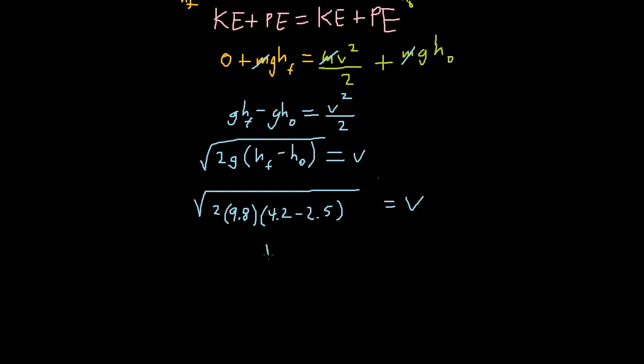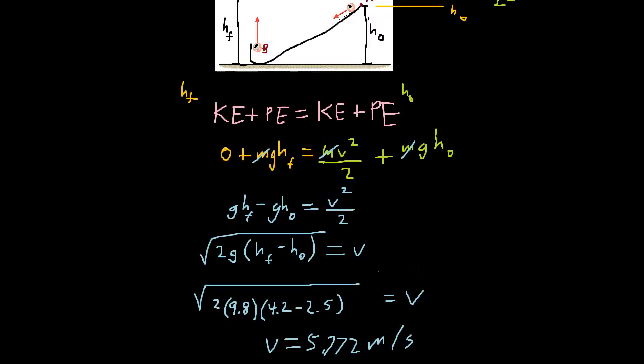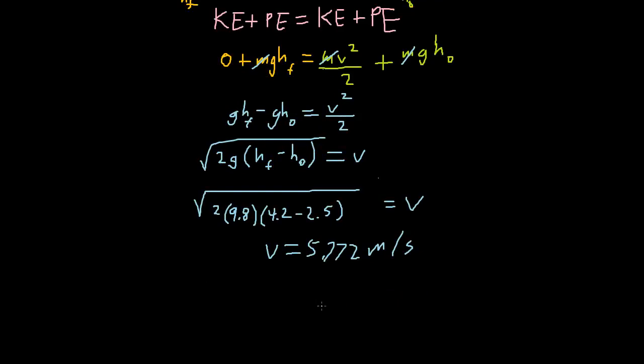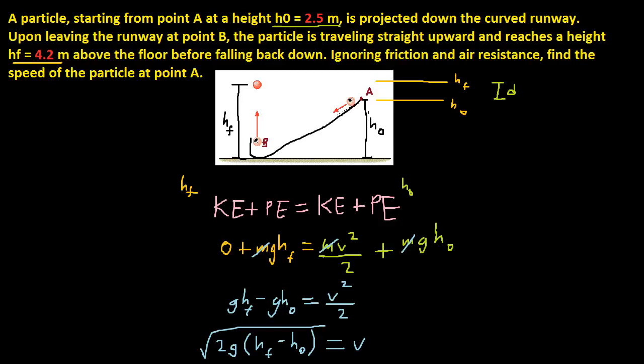5.772. So our speed is 5.772. There's a difference between velocity and speed, speed being the magnitude of the velocity, but right now we're just concerned about the speed. So that is how you get the answer for this problem.